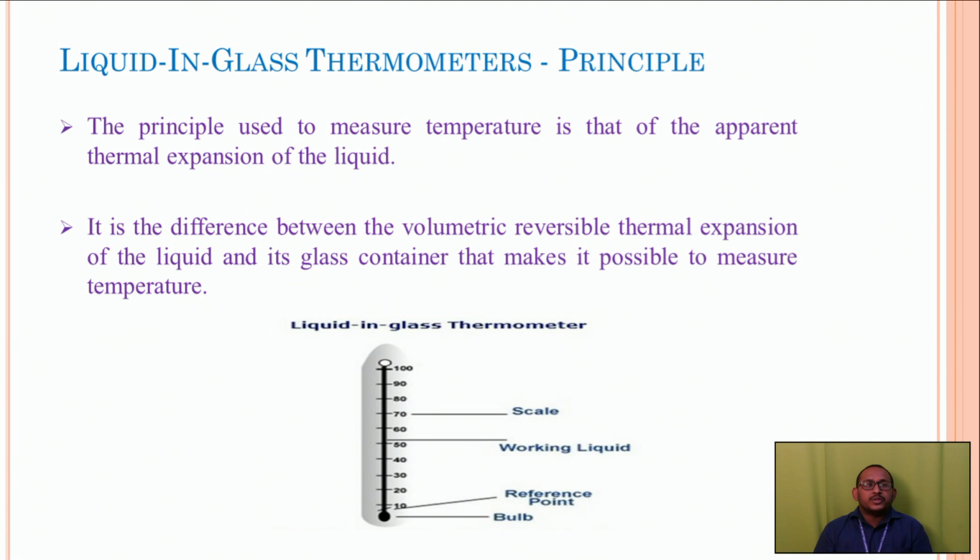Then we will discuss the principle of the liquid in glass thermometer. The principle used to measure the temperature is the apparent thermal expansion of the liquid. Based on the temperature, the liquid will expand. Then the difference between the volumetric reversible thermal expansion of the liquid and its glass container makes it possible to measure the temperature.